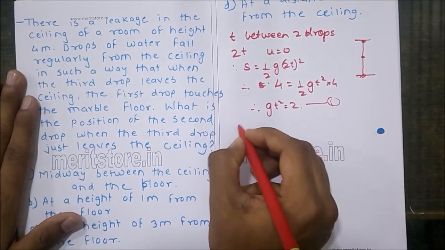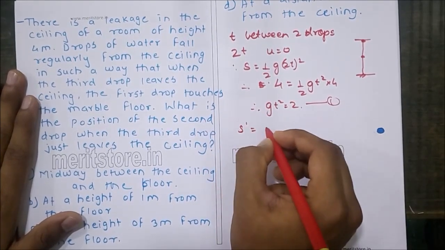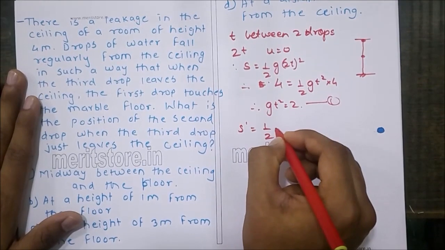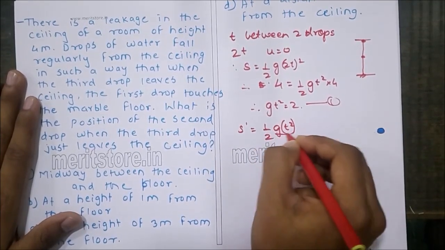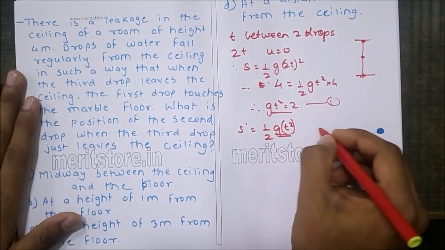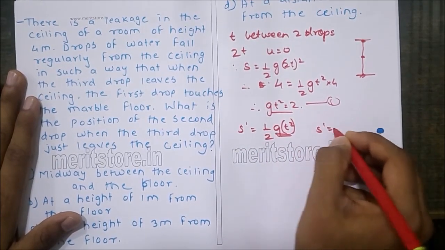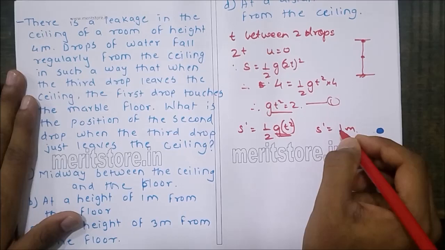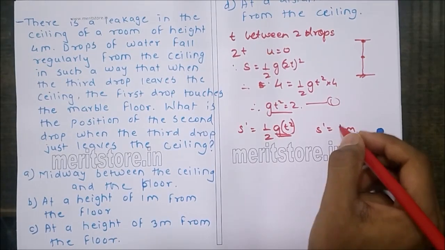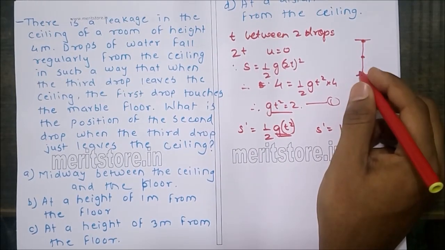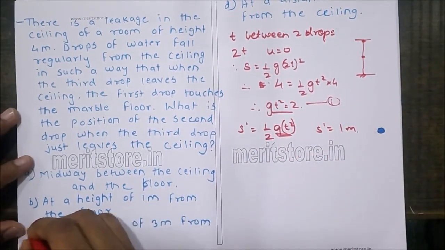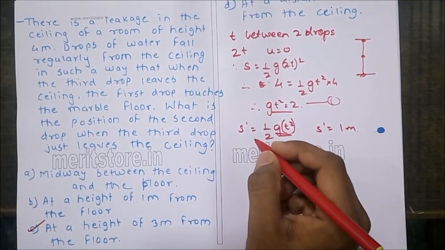Now for the second drop, the displacement would be half g t square. Now let's just substitute this value as 2. Therefore s dash is equal to 1 meter. Therefore the second drop is at a distance of 1 meter from the roof, which means it is at a height of 3 meters from the floor. Hence option C is the correct answer.